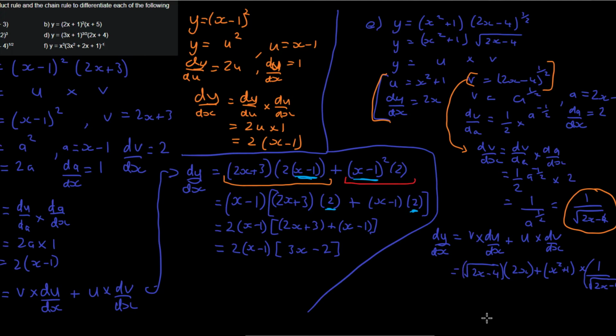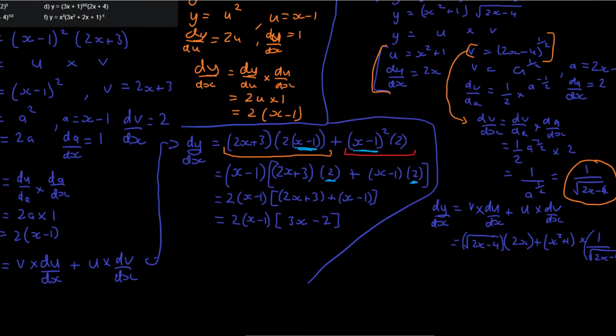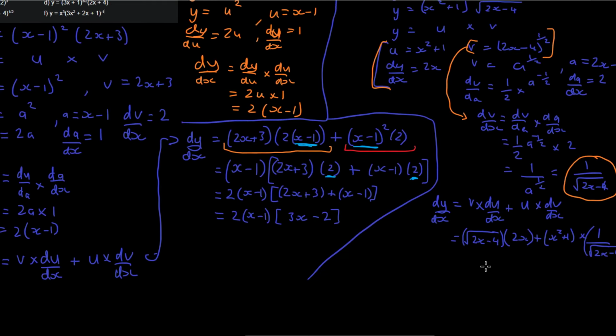Always a good habit. Alrighty, now, this is quite the mess. My goodness, let's see what we can do. I'll just scroll down. What can we do? Well, let's expand all the brackets. Let's gather up all the like terms. So this will equal 2x times the square root of 2x minus 4 plus x squared plus 1 all over the square root of 2x minus 4.